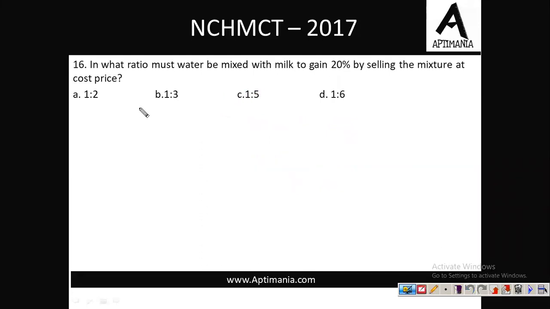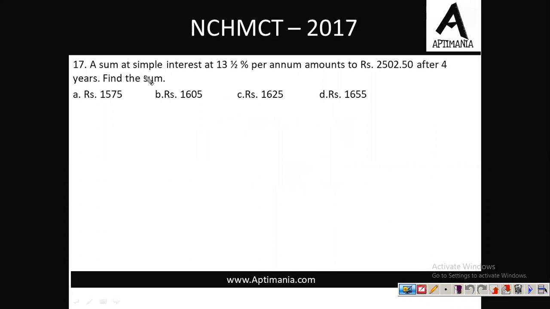Moving to question number 17, a sum at simple interest 13.5% per annum amounts to this after 4 years. So basically rate is given as 13.5% per annum. Now time is 4 years. Now this is simple interest. So एक साल में for 1 year if the interest is 13.5%, so for 4 year it must be equal to how much? 4 into 13.5%. That is equal to 54%.